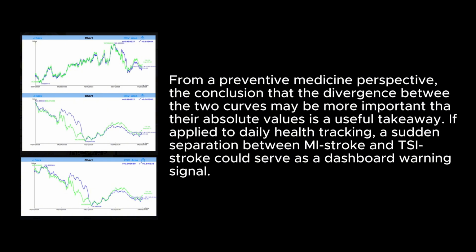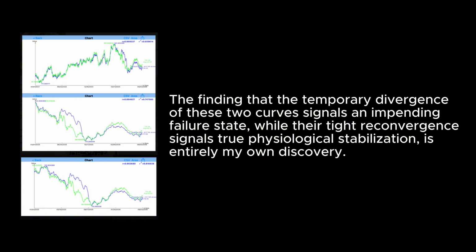From a preventive medicine perspective, the conclusion that the divergence between the two curves may be more important than their absolute values is a useful takeaway. If applied to daily health tracking, a sudden separation between ME-stroke and TSI-stroke could serve as a dashboard warning signal. The finding that the temporary divergence of these two curves signals an impending failure state, while their tight reconvergence signs true physiological stabilization, is entirely my own discovery.